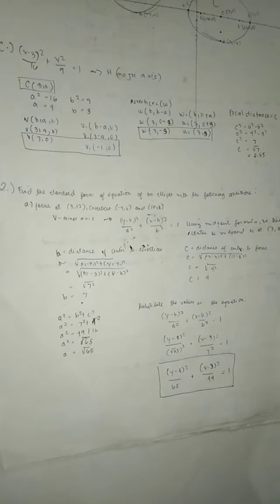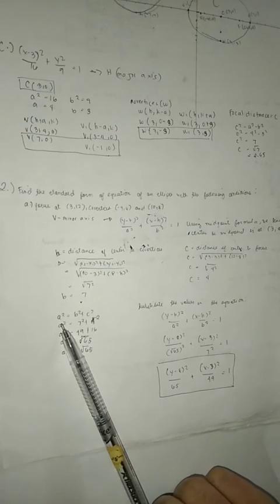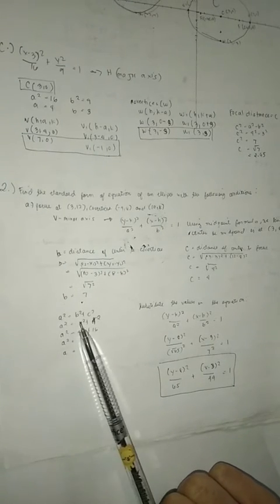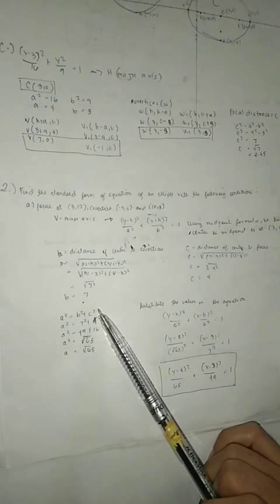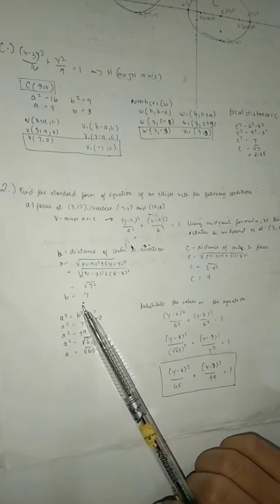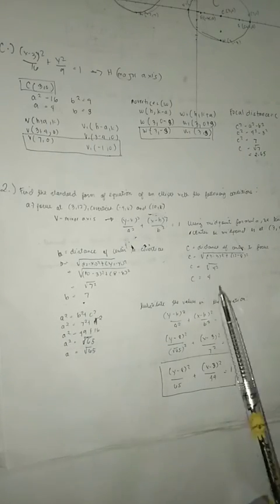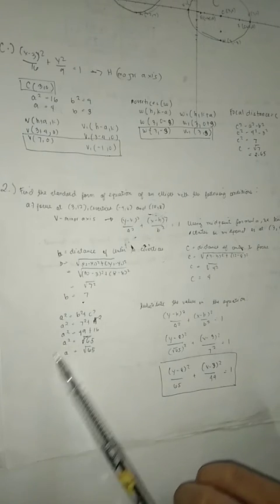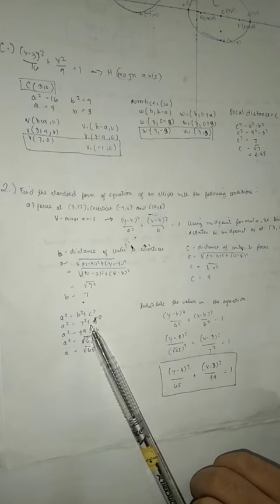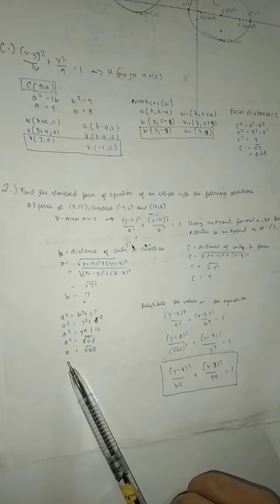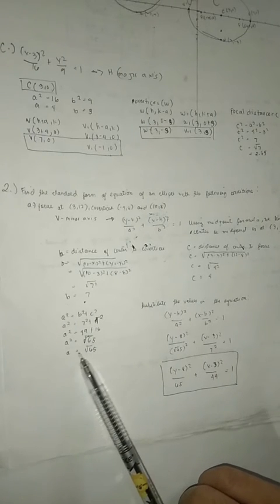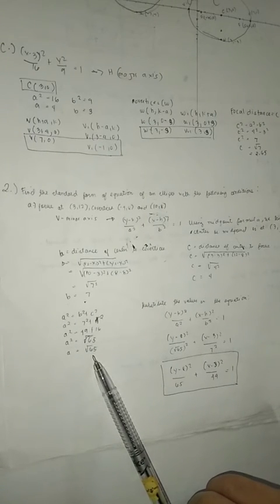Again, I have to use the Pythagorean theorem. A squared is equal to b squared plus c squared. Substitute the values. What values do we have? We have the values of b and c. So a is our unknown. So 7 squared plus 4 squared is 65. So a is equal to the square root of 65.